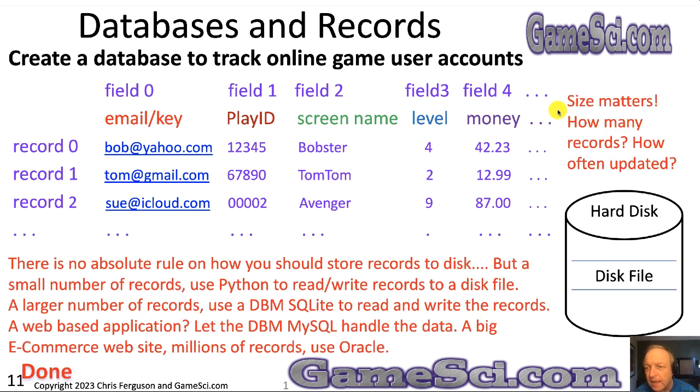Size does matter. How many records? How often are you going to update them? There's no absolute rule on how you should store records to disk. But with a small amount of records, you could use Python to read and write records to a plain old disk file. But when your data size gets large, you have a large number of records, use a DBM like SQLite to read and write the records.